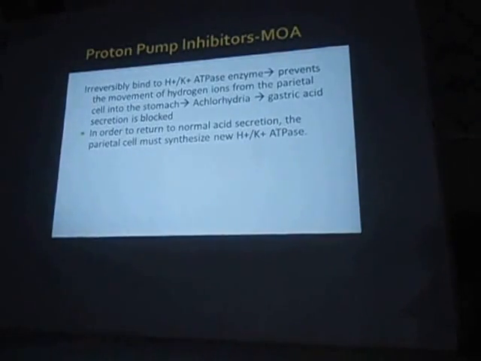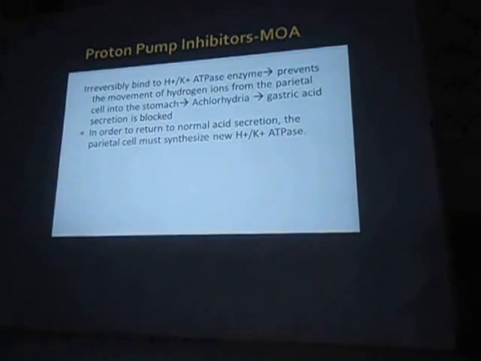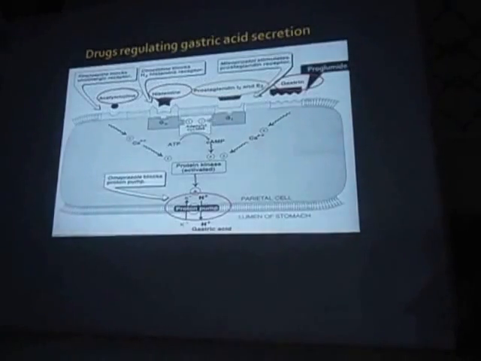So irreversible binding of this sodium potassium ATPase prevents the movement of the hydrogen ions out of the parietal cells. Hydrogen ions do not come out, and there will be achlorhydria and gastric secretion is blocked. In order to return to normal action, there should be fresh production, and it takes a minimum of 18 hours for the fresh production of the sodium potassium ATPase system. So here it is in brief.